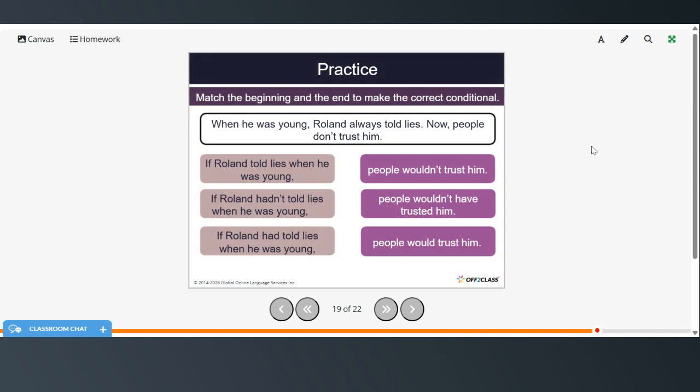So now match the beginning and the end to make the correct conditional. So when he was young, Roland always told lies. Now people don't believe him. So if Roland hadn't told lies when he was young, people would trust him.